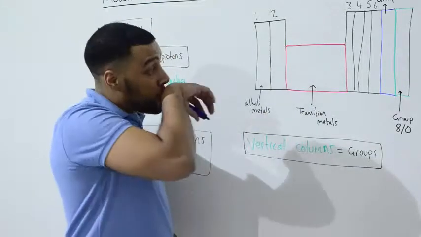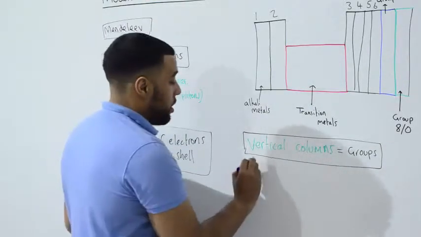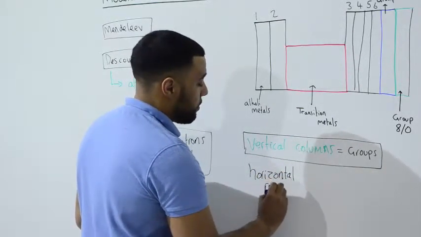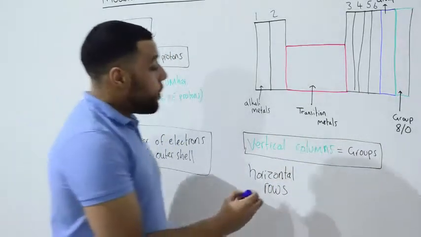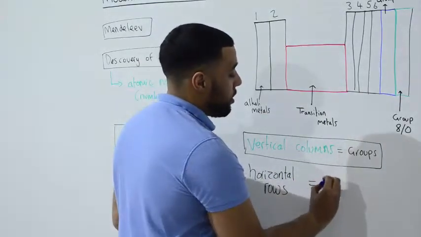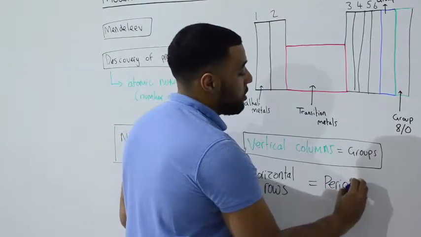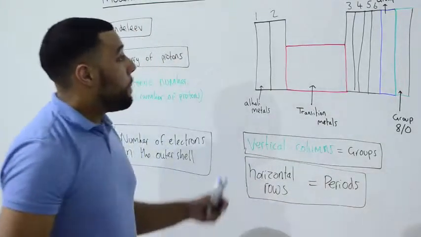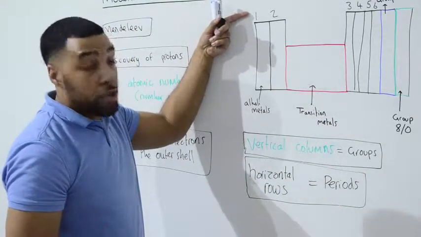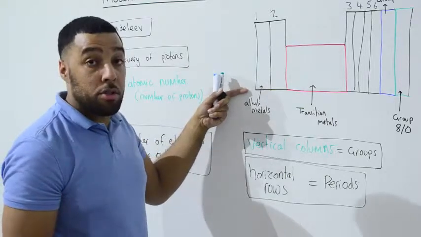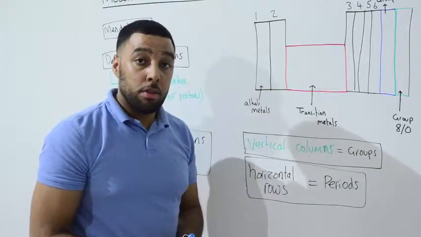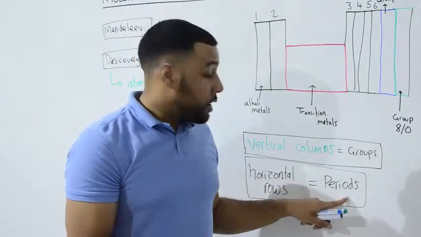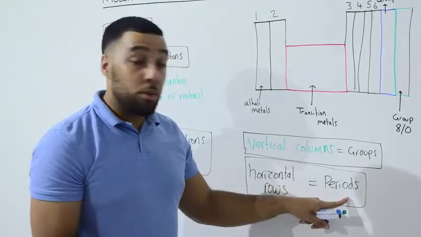But the elements are also arranged in horizontal rows. And we call these horizontal rows periods. And the periods are numbered from the top down to the bottom of the periodic table. The period tells us how many electron shells are being filled.